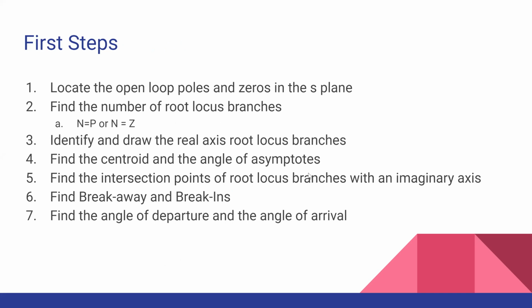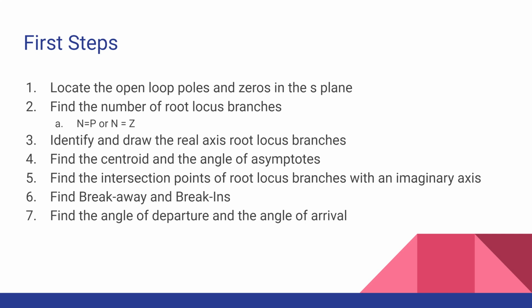When looking at what exactly is a root locus and how to make one, visually there's at least 7 rules to look at. First one is locating the open loop poles and zeros in the S-plane. After that, we want to find out how many root locus branches there are. With that, we look at the n, the p, and the z, in which case n is the number of root locus branches, p is the number of finite open loop poles, and z is the number of finite open loop zeros. And so based upon those, we can figure out how many root locus branches there are.